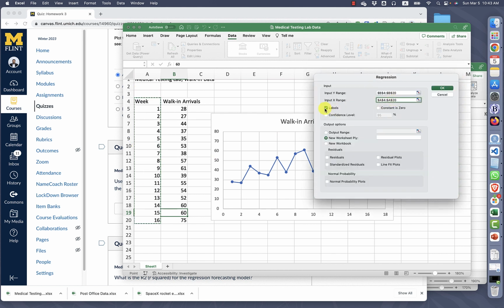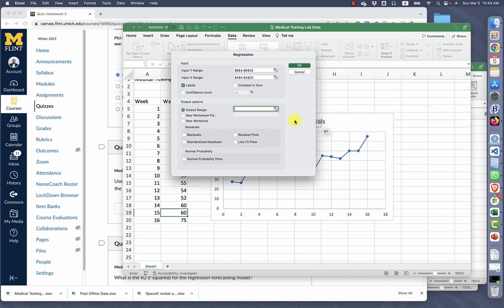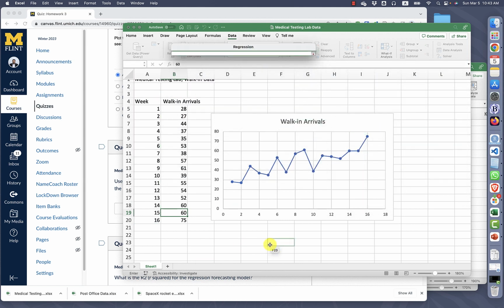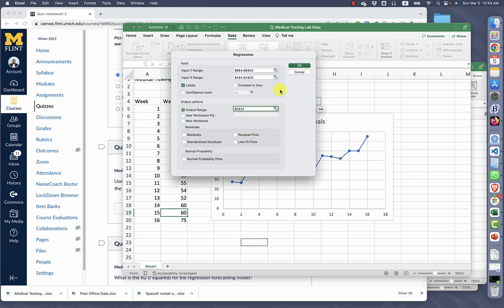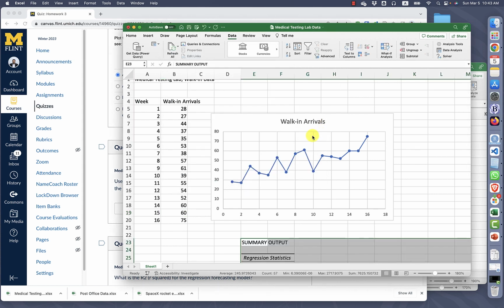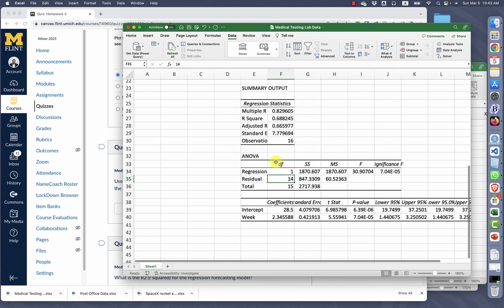Okay. I check Labels because I'm starting at row 4. You can see B4, A4, and the fourth row has my labels. So I'm just telling Excel not to treat the first value as a number, the first value is a label. That's all I'm telling Excel. Okay. And I can just put my output somewhere down here in any empty space. And I hit OK, and it does the regression and gives me the output.